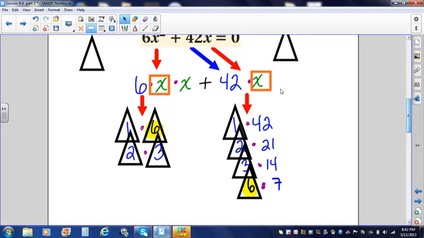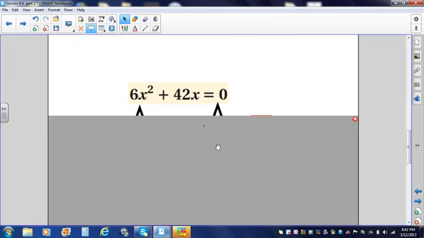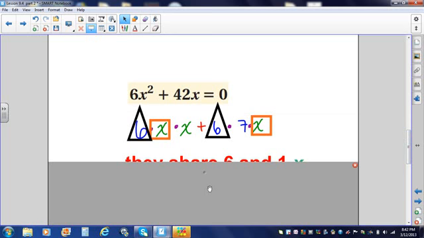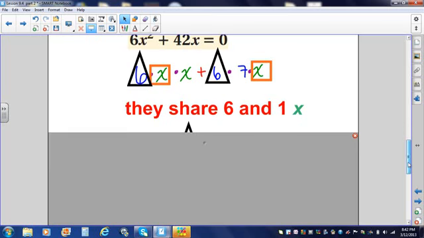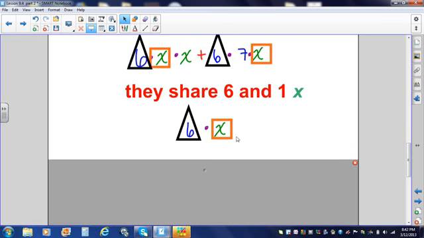Now we are going to take out this 42 and rewrite the 42 as 6 times 7. So now we can say that they both share 6, and they both share one x. So they share 6 and they share x.